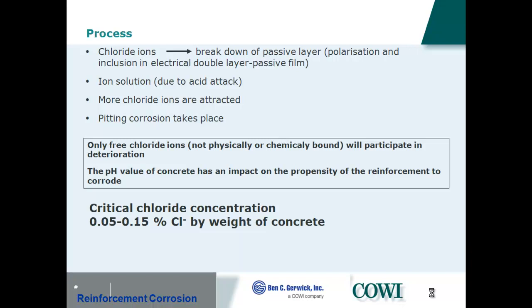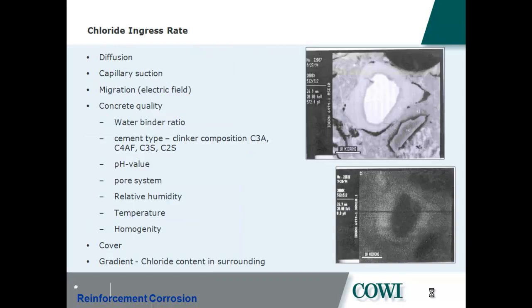Critical chloride concentration is a rule of thumb, and it's quite a large range. The higher our porosity, the lower the threshold level is, and vice versa. With a very durable concrete, the chloride concentration is higher. The water binder ratio has a high impact, and different cement types bind chloride in different amounts. The pH value is of importance, as are the pore system, humidity, temperature and homogeneity.